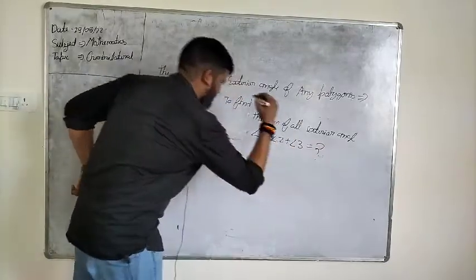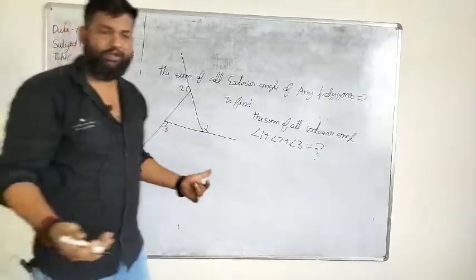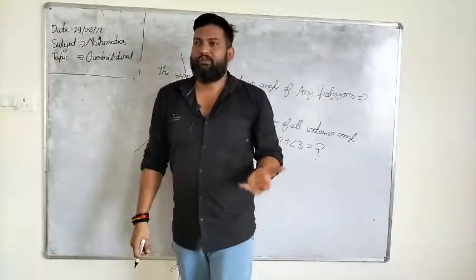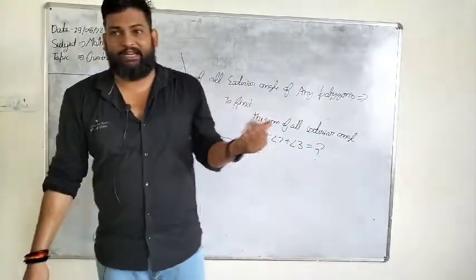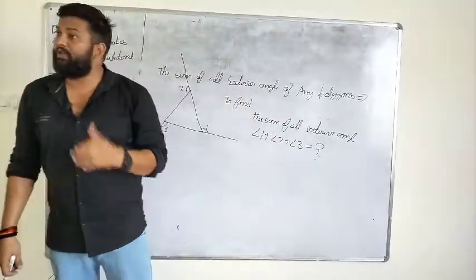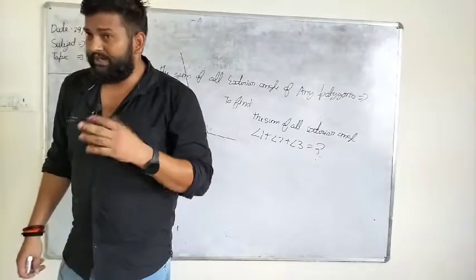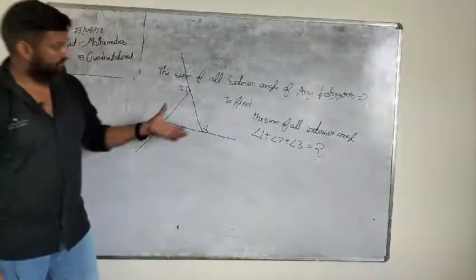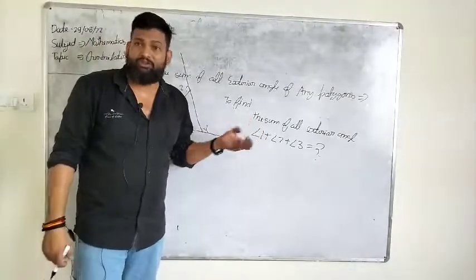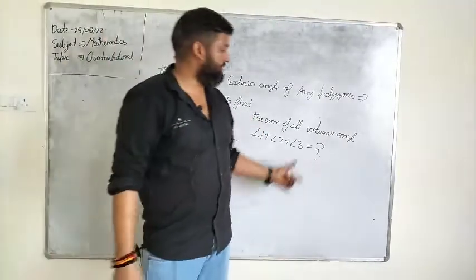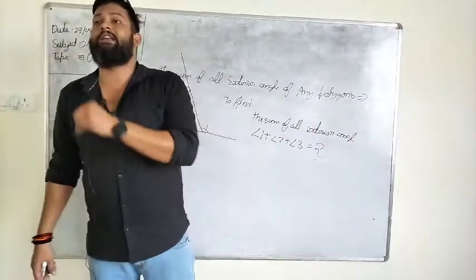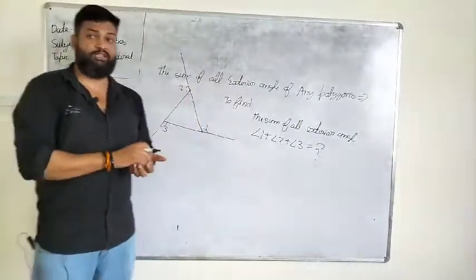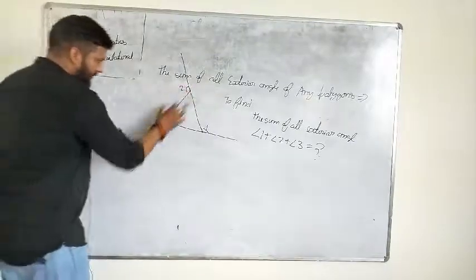Now we don't know what this is. Actually we know that the sum of all exterior angles is 360 degrees. We know that the sum of all exterior angles for any polygon is 360 degrees. But if someone asks how we can find it, I will show you after some time how we can find the sum of all exterior angles of any polygon, regular or irregular, that will be 360 degrees. So, proof.